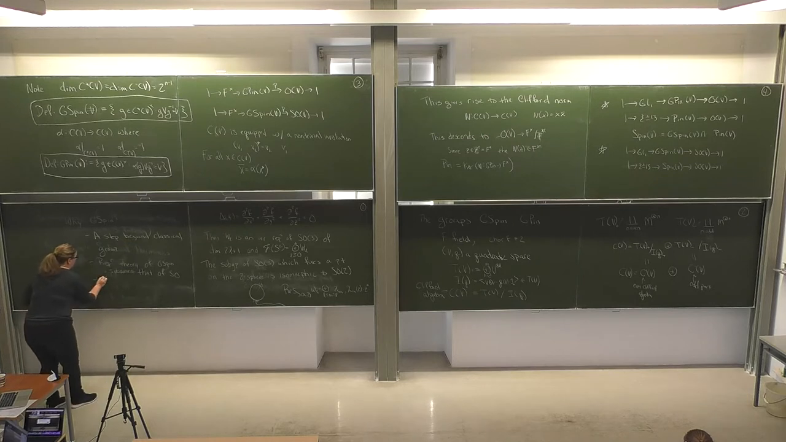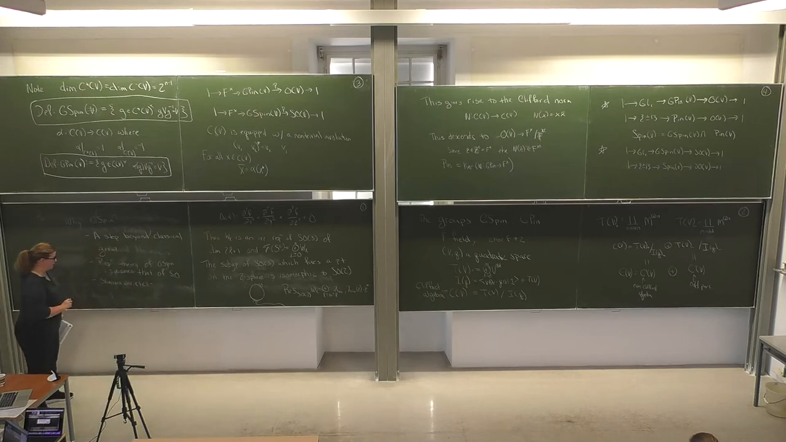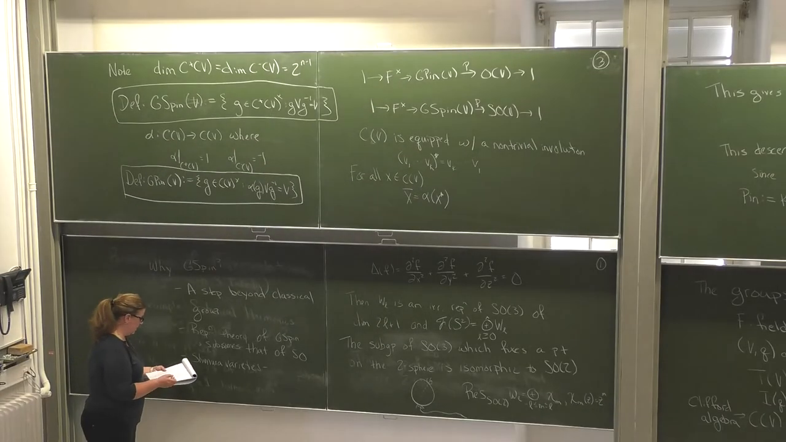And probably one of our most important reasons is Shimura varieties. Currently, they have to do a big workaround using Arthur's results on the endoscopic classification of SO. But if they had it for G-spin, it would make their lives a lot easier.